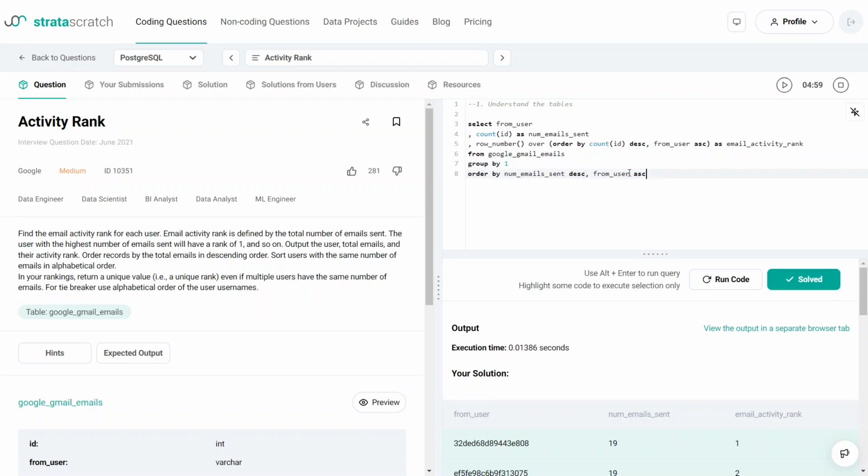If you forgot to sort by emails in alphabetical order or by the number of emails sent, that will get you dinged and you'll lose points for that. So just make sure that you're reading the instructions one last time before you submit your answer, and really make sure that you're providing your answer to the interviewer exactly the way that they asked. Otherwise, you might get dinged.